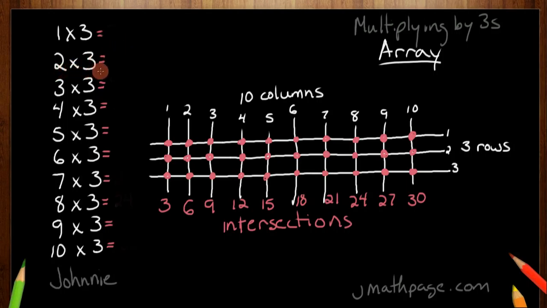2 times 3 equals. 3 times 3 equals. 4 times 3 equals. 5 times 3 equals. 6 times 3 equals. 7 times 3 equals. 8 times 3 equals. 9 times 3 equals. And 10 times 3 equals.